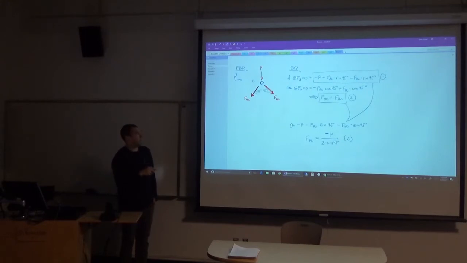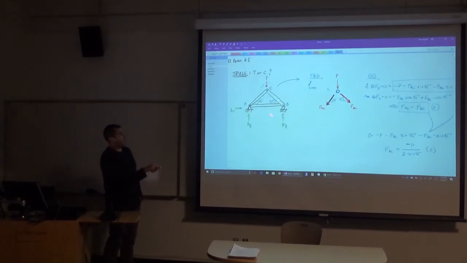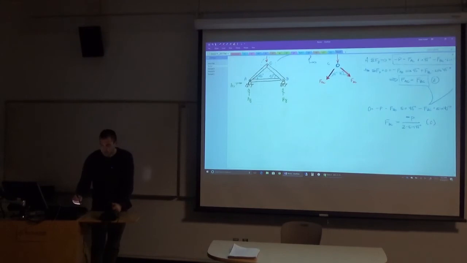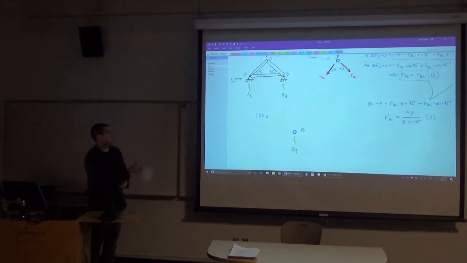Now, the next step would be, well, when I'm done with this joint right here, maybe I want to jump down to this joint and do a free body diagram. And this is where I think people can get a little bit confused, because now if I do a free body diagram of joint B, which is right here, I'm going to have my support reaction By. We haven't calculated it yet, but we could have calculated it from the global free body diagram.